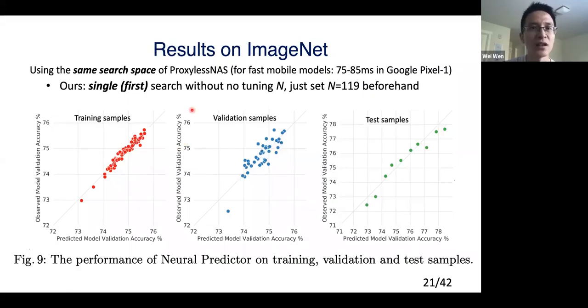Here is the result on ImageNet. The search space is the ProxylessNAS search space. The goal is to find fast models for the Google Pixel 1 mobile phone, with the inference time in this range. First we need to build the predictor, and I'll show a single search result. We didn't tune N, we just set it to 120, but one flow failed, which is why the number is weird. Anyway, we build the predictor using the training data and cross-validate it, and it also generalizes well to test samples. In the figure, the x-axis is the predicted accuracy and the y-axis is the ground truth when we train the models from scratch. That's how we build the predictor.